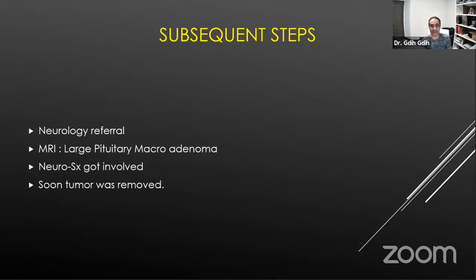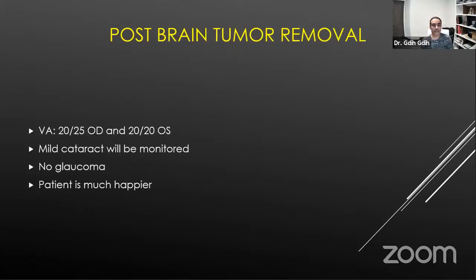They ordered an MRI and found a large pituitary macroadenoma that was causing her blurred vision. By the way, while she was waiting for the MRI and the consultation, she actually got worse, and her vision started to deteriorate even more. So soon after they found that, they sent her to neurosurgery, and the tumor was removed in a very short time. Okay, so she returned back to me for follow-up.